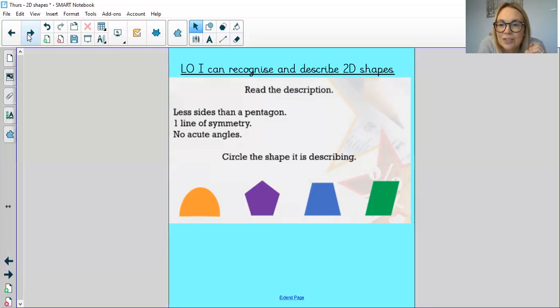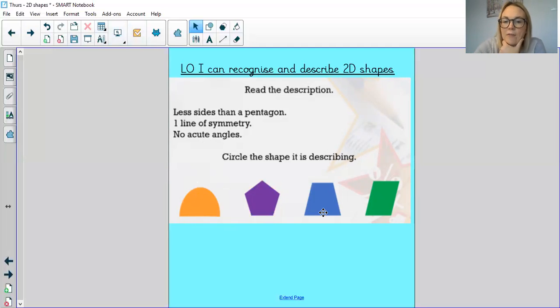Okay, so I am thinking about a semicircle, which is the first shape. Can you see it's got less sides than a pentagon? It's got 2 sides, and a pentagon's got 5. It's got one line of symmetry, okay? Through the middle, if I folded it in half, it would be exactly the same on both sides. And it's got no acute angles, because those angles at the bottom are just about right angles, okay?